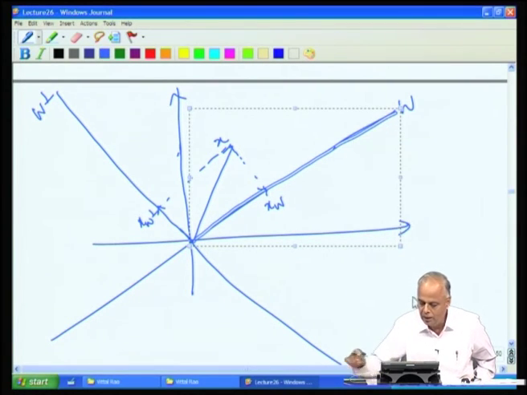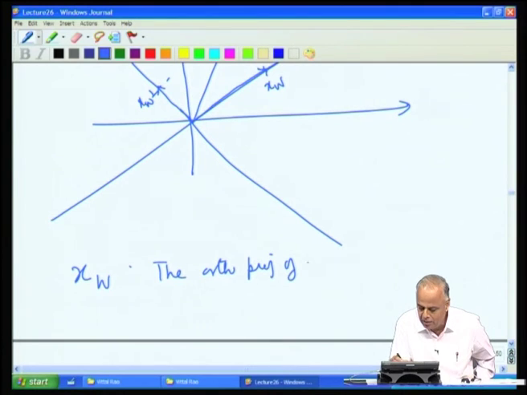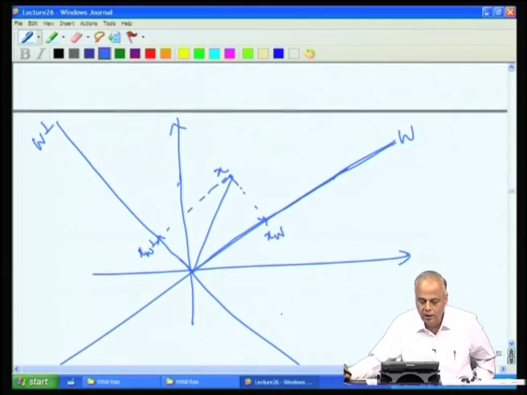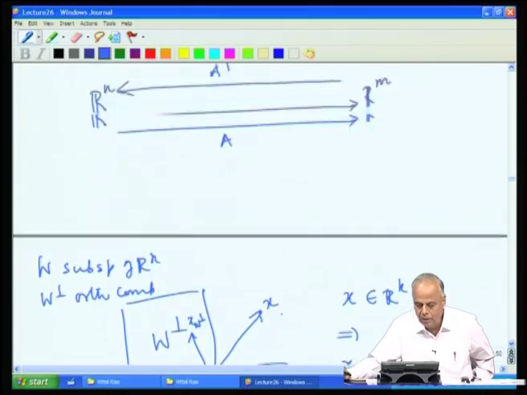So, we find that x_W, the orthogonal projection of x onto W, gives the best approximation of x from W. This simple geometric fact will be used eventually when we are analyzing these matrices.